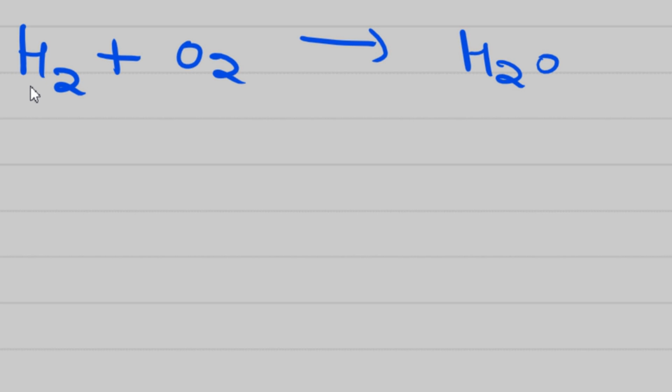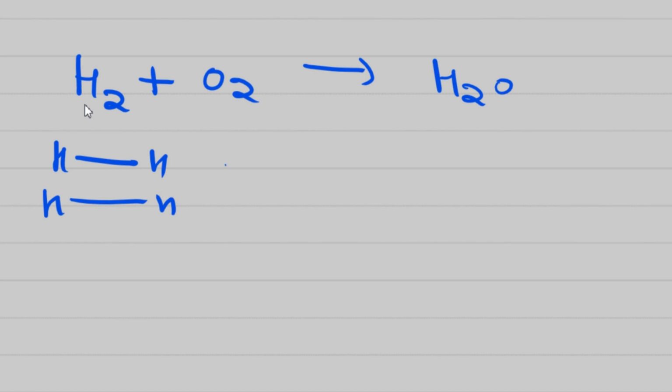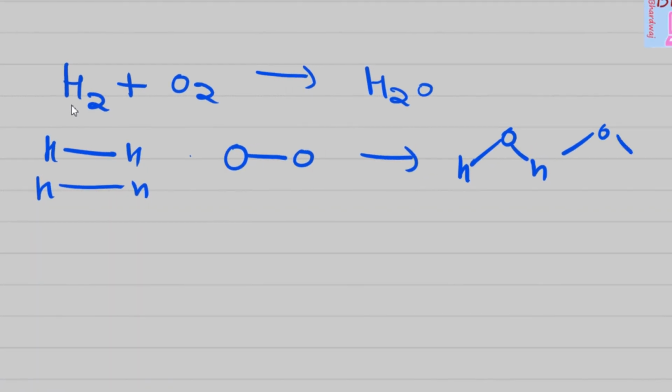Let's suppose you have 2 moles of hydrogen. Then what is going to happen? It is going to react with 1 mole of oxygen and there is going to be formation of 2 moles of water molecules. So 2 moles of water molecules will be formed, and this is a very simple reaction which you must have learned in your childhood days.